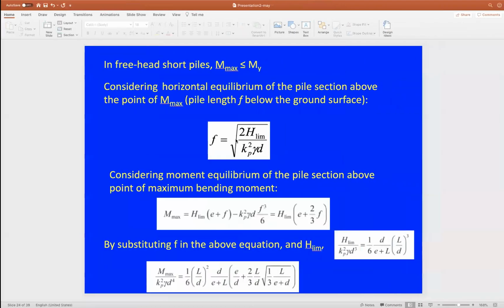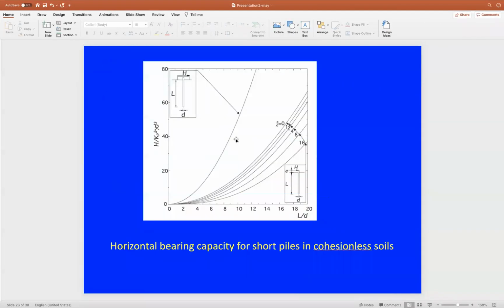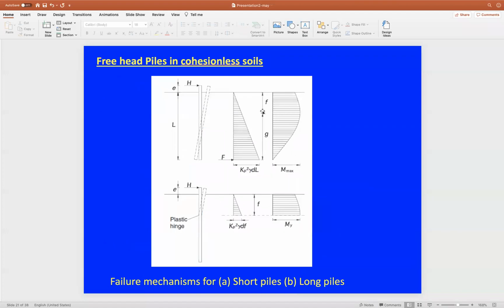If you continue working with these equations, we know that the value of M maximum, according to this chart here, we got the value of M maximum at this point. So we need to take the sum of moments at this point, and to take the sum of moments at this point, we need to find the value of F or the value of G. So you need to take the sum of moments above this point or the sum of moments below this point, and that will be equivalent to M maximum.